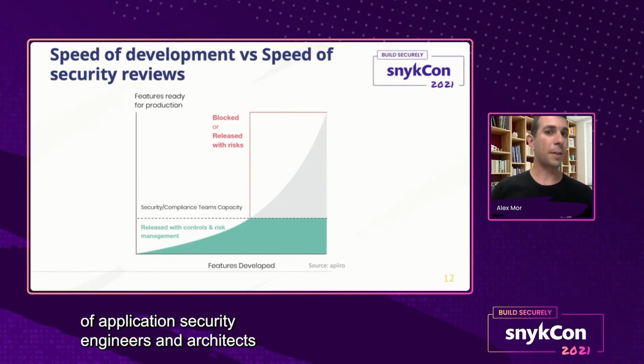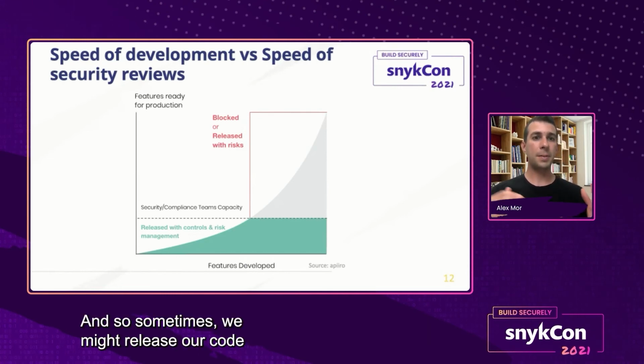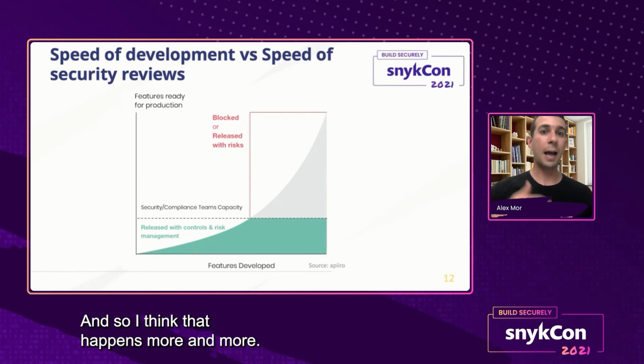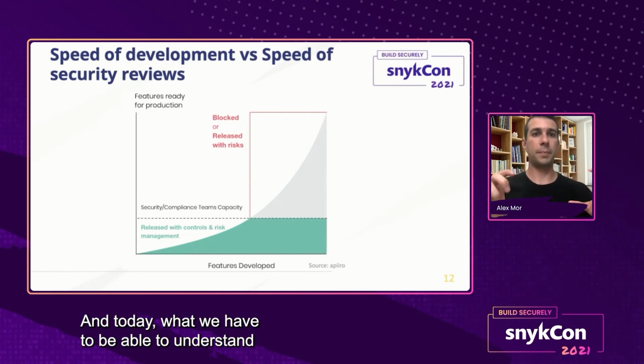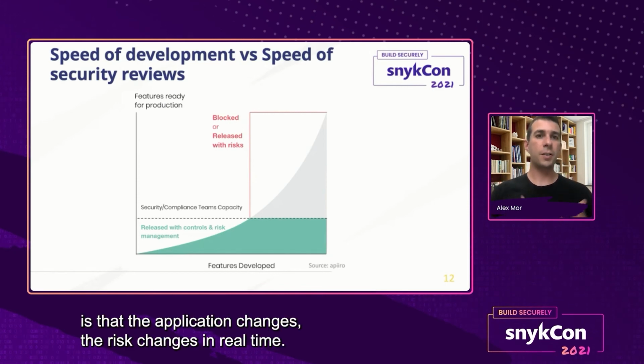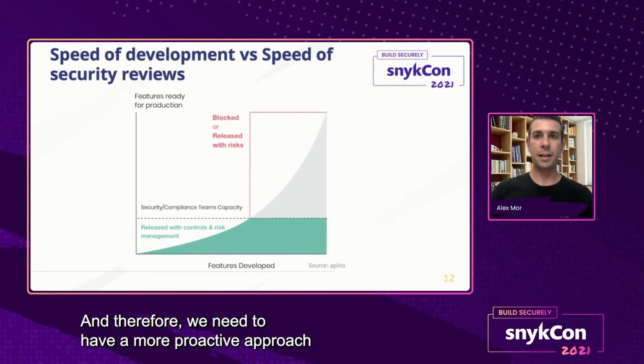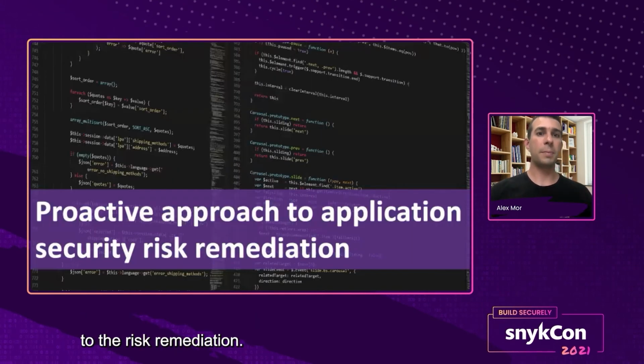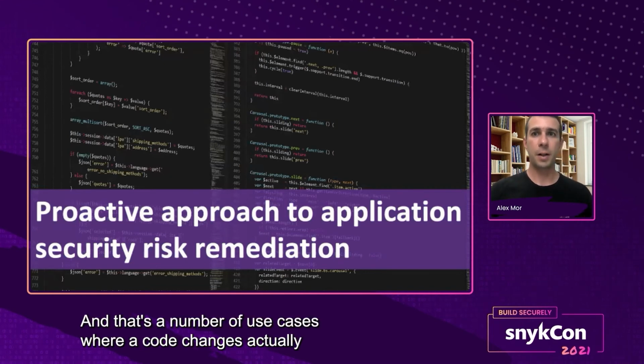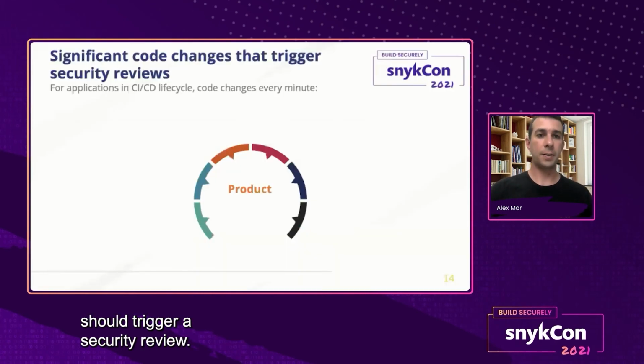Cool. As we move further to DevOps and we release faster, we release more features. We have a shortage of application security engineers and architects, and even security champions. And so sometimes we might release our code with risks. I think that happens more and more. Today, what we have to understand is that the application changes, the risk changes in real time, and therefore we need a more proactive approach to risk remediation, right? Let's share a number of use cases where code changes should trigger a security review.